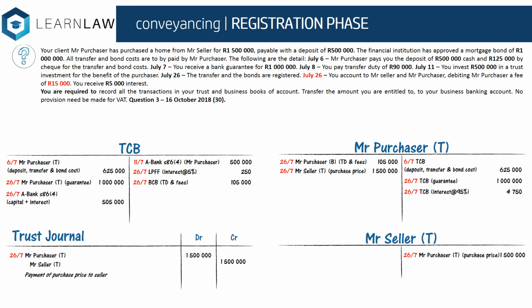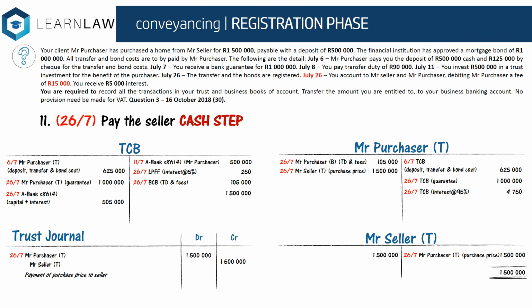Once the value is transferred, the next step is always to transfer the cash amount. Since there are no monies owed by Mr. Seller to the firm or any other party, we can transfer the full purchase price to Mr. Seller. If agent commission was due and payable, that would need to be paid first before the balance could be transferred to the seller. Not so this time though, so we credit the TCB with 1.5 million Rand and debit Mr. Seller's account with 1.5 million Rand, thereby extinguishing the firm's liability towards Mr. Seller. We can go ahead and close off Mr. Seller's account.